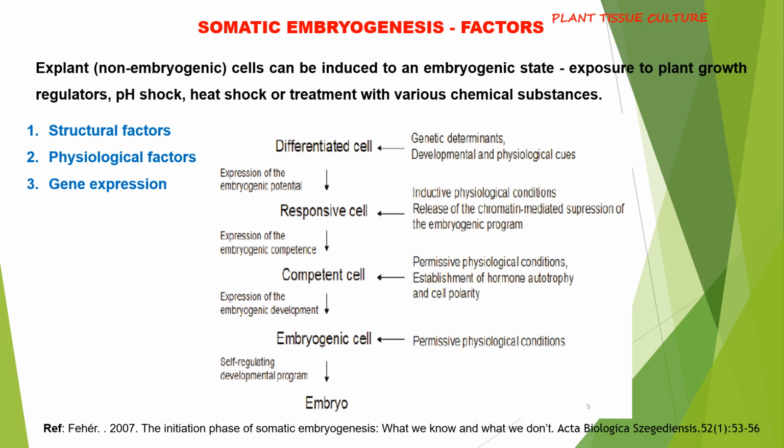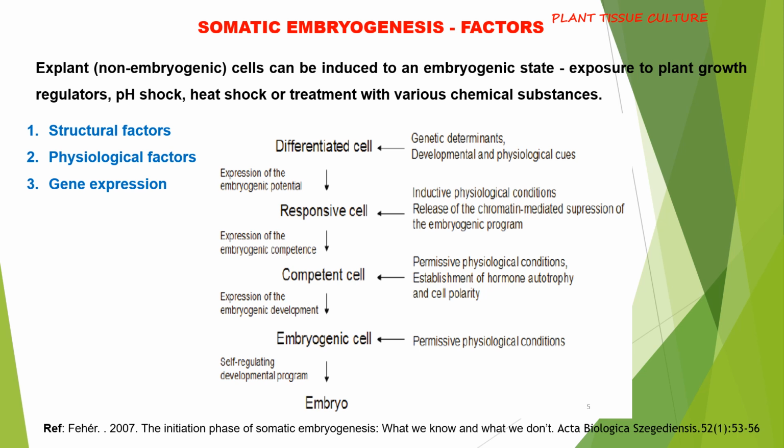Somatic embryogenesis is induced in non-embryonic cells by exposure to certain stress, growth hormones, differential intensity of light, pH and heat shock, or certain chemicals. Induction of somatic embryogenesis depends on the genotype, the physiological state, the developmental stage, and environmental factors of the explant. The genotype of the explant affects the presence of endogenous growth hormones. Explants with a high level of endogenous auxins are more responsive to somatic embryogenesis.